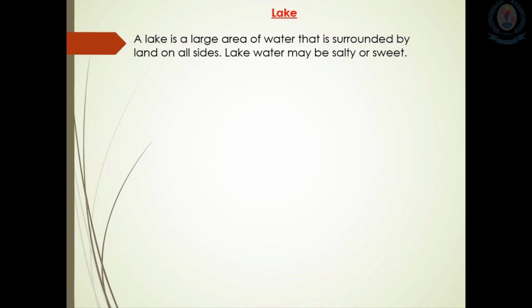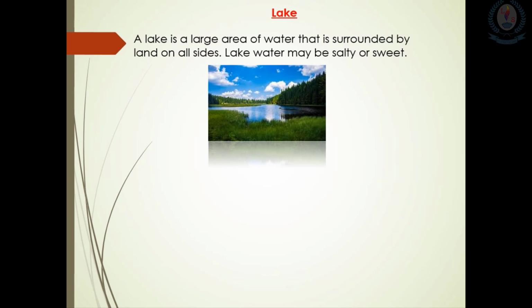Children, in page number 98, you can see the next water body, that is lake. A lake is a large area of water that is surrounded by land on all sides. Lake water may be salty or sweet. Tell me children, what is a lake? Yes, lake is a large area of water that is surrounded by land on all sides. Children, now you can see a picture of a lake here. The lake is so beautiful, isn't it children?